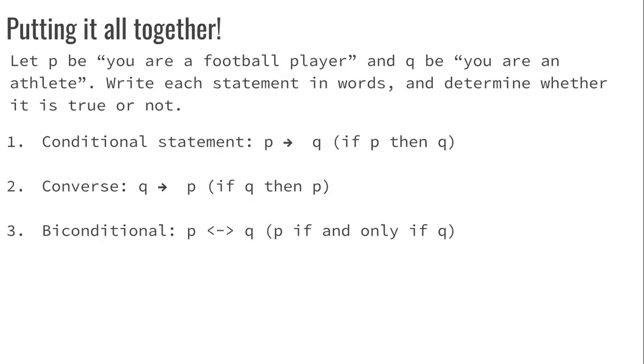Let's put it all together. Let P be, you are a football player, and Q be, you are an athlete. Write each statement in words and determine whether it is true or not. Our conditional statement: if P, then Q. Our converse: if Q, then P. And our biconditional: P if and only if Q.